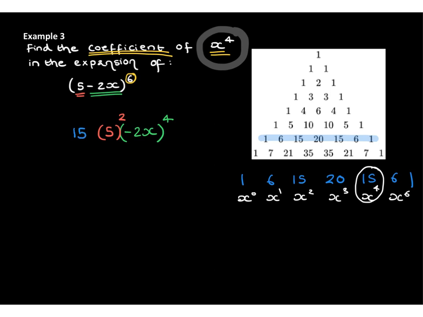Now, what would have happened if you'd started the expansion with x at its maximum power and then reduced it? Well, if you'd done that, let's see what would have happened. x to the power of 6, x to the power of 5, x to the power of 4. So again, that would lead you to a binomial coefficient of 15.